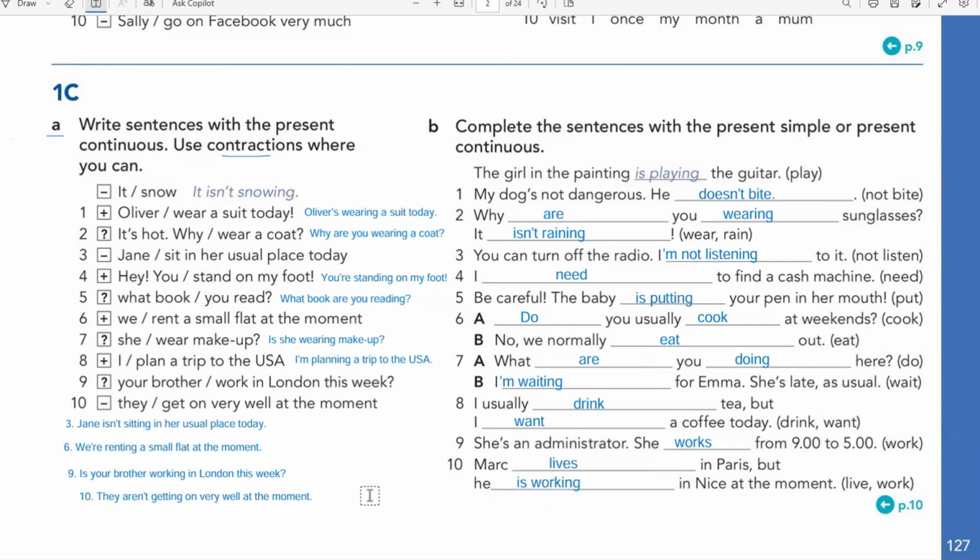And that's it, guys. In this way, we've done 1C, including the exercises in pre-intermediate level. In the next video, we'll continue with 2A.